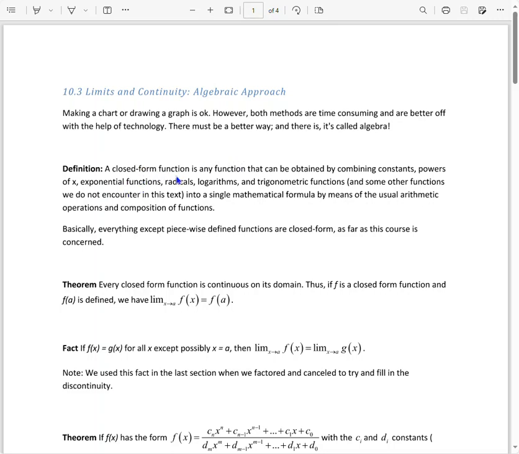A closed form function is any function that can be obtained by combining constants, powers of x, exponential functions, radicals, logarithms, and trigonometric functions, and some other things that we don't enter into in this text, into a single mathematical formula by means of the usual arithmetic operations: add, subtract, multiply, and divide, squaring, powers and roots, and composition of functions. Everything except piecewise defined functions is closed form as far as this class is concerned. All right, so piecewise defined functions are a special case. The rest of them are pretty much like this.